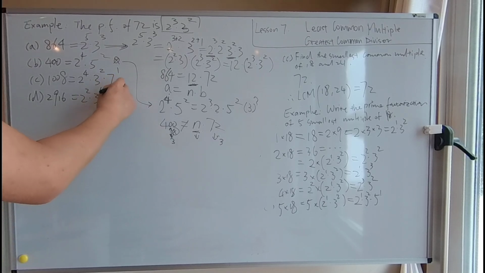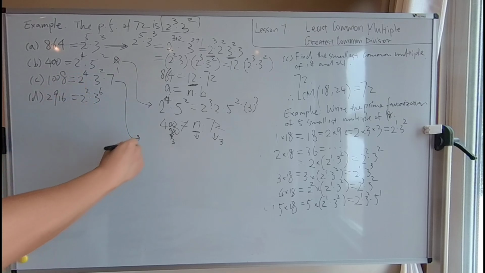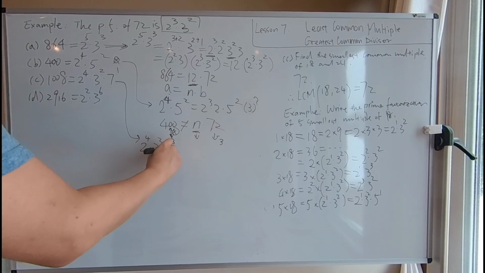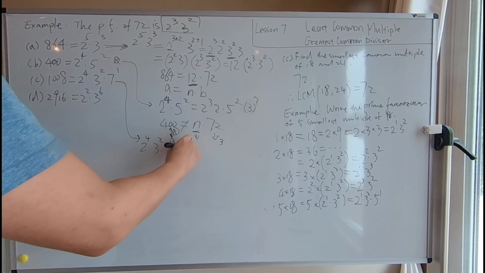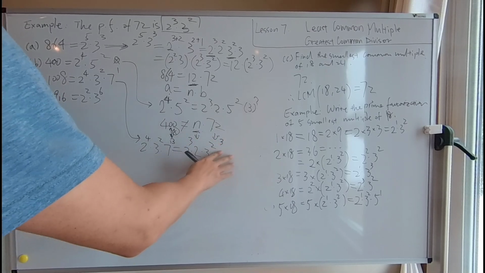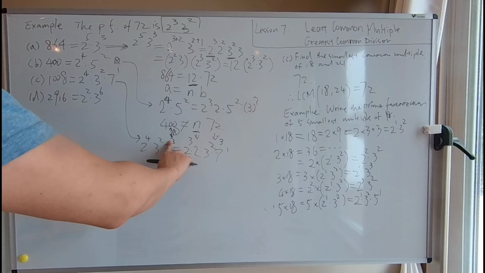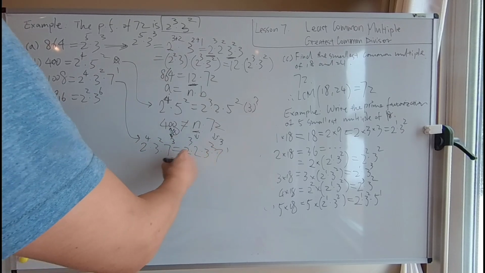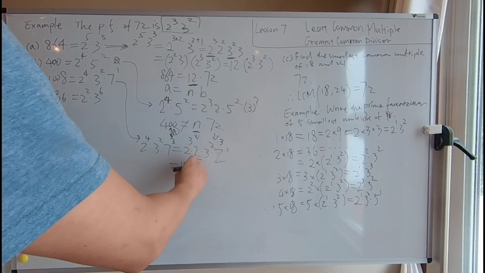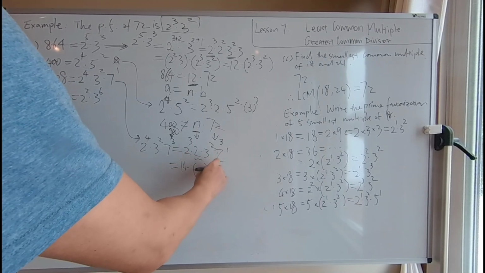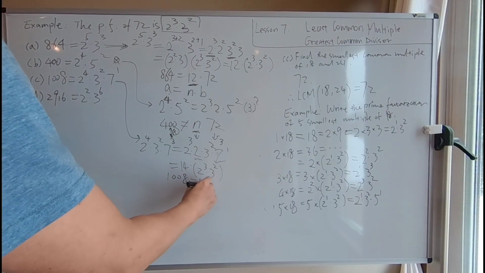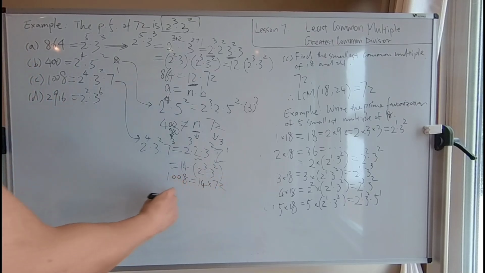Okay, so let's check the next. This one, I'm going to go through quickly. So this is 2 cubed, 3 squared, and 7 to the power of 1. So it's 2 times 7, which is 14, times 2 cubed 3 squared, right? So basically 1008 is 14 times 72, so it is a multiple of 72.